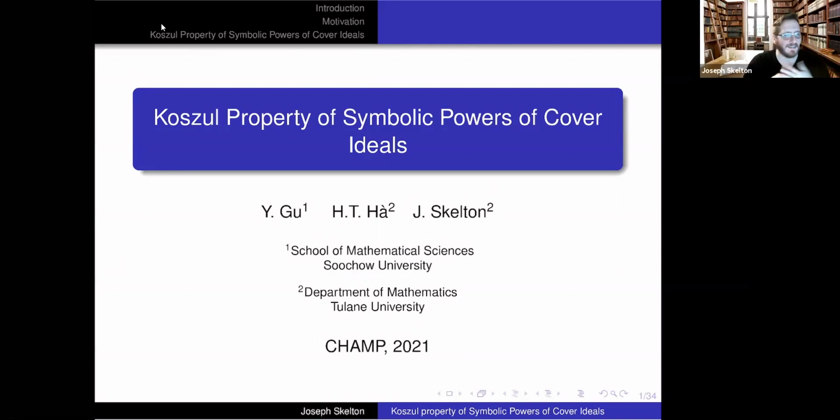Hi. I'd like to start off thanking the organizers for inviting me to give this talk. It's a great opportunity, I think. So yeah, I'm going to talk about Koszul property of symbolic powers of cover ideals. This is joint work with Yangu and my advisor, Tai Ha.